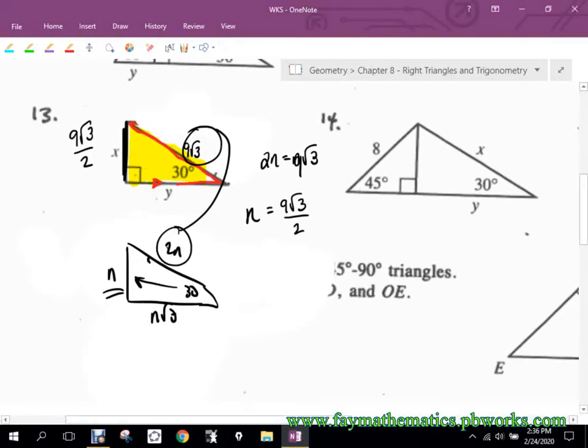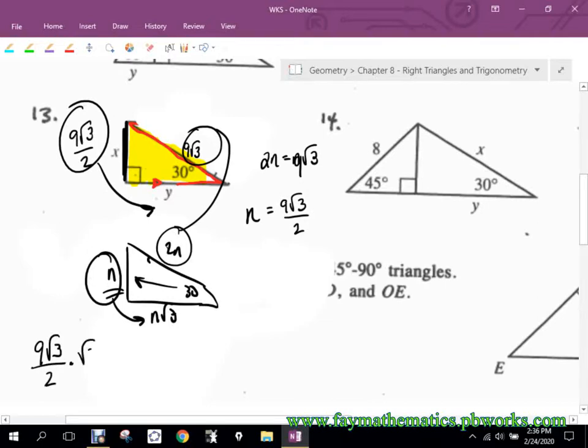Now, remember, that's n. How do I go from the n side to, in this case, y, or the n radical 3, right? Does that make sense? So I'm going to take my n side of 9 radical 3 over 2, and multiply it by radical 3.